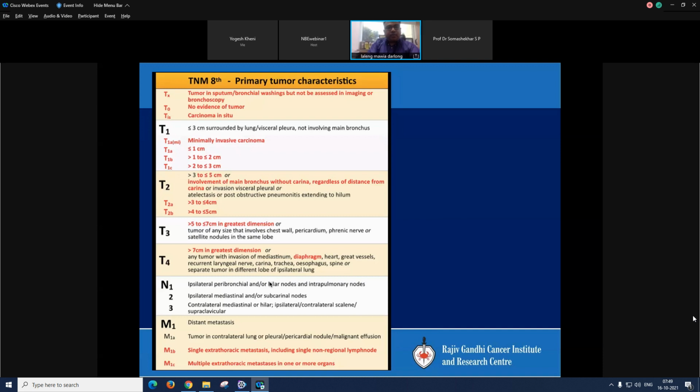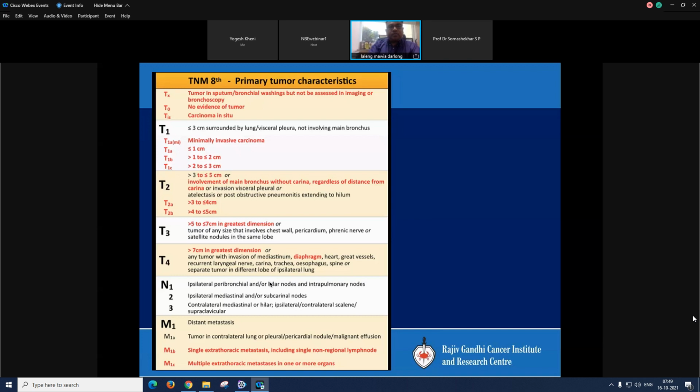If you see in T1, it is now less than or equal to 3 centimeters. Now every centimeter of the lung tumor size counts: 1 centimeter, 2, 3, 4, 5, 6, 7. So size is very, very important. And we now have in T1, T1a MI, a minimally invasive carcinoma, which initially we used to know as bronchoalveolar carcinoma. In T1a, b, and c, it's 1 centimeter or less, more than 1 and less than or equal to 2, then 2 to 3.